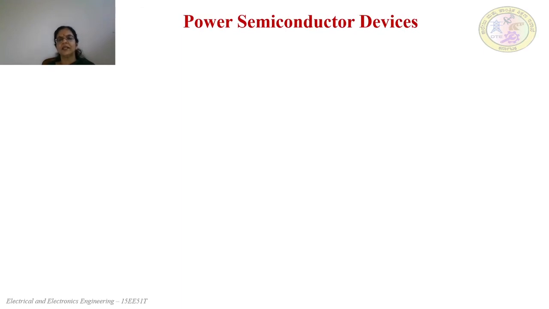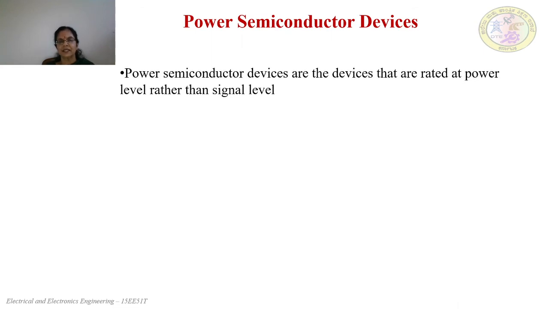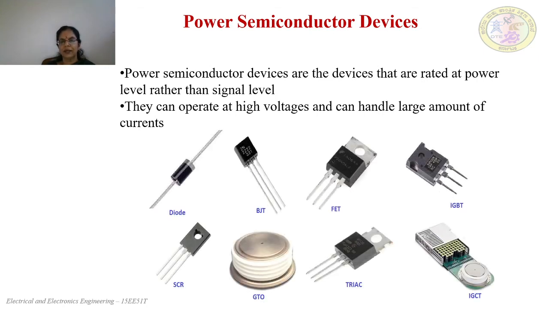Now let us discuss the different power semiconductor devices. Power semiconductor devices are the devices that are rated at power level rather than the signal level. They can operate at high voltage and can handle large amounts of current. So the practically available power semiconductor devices are diode, BJT, FET, IGBT, IGCT, triac, GTO and SCR.